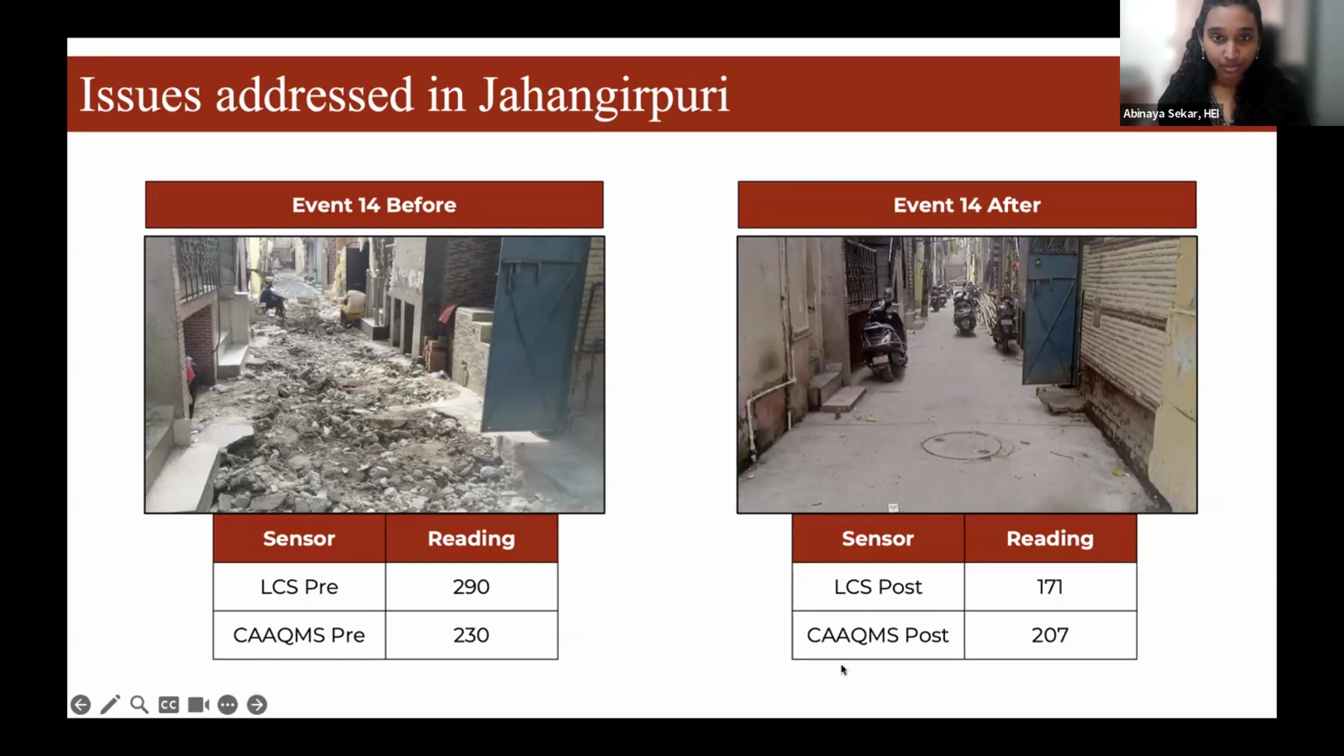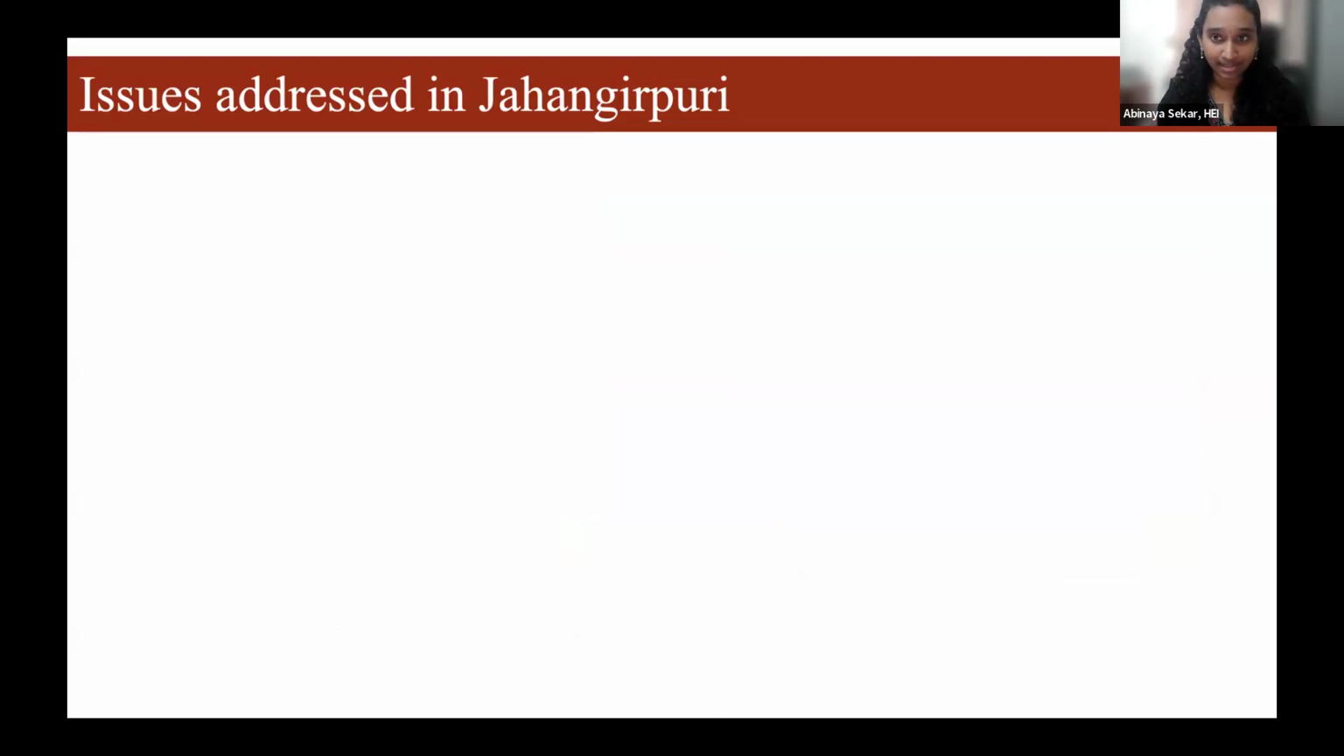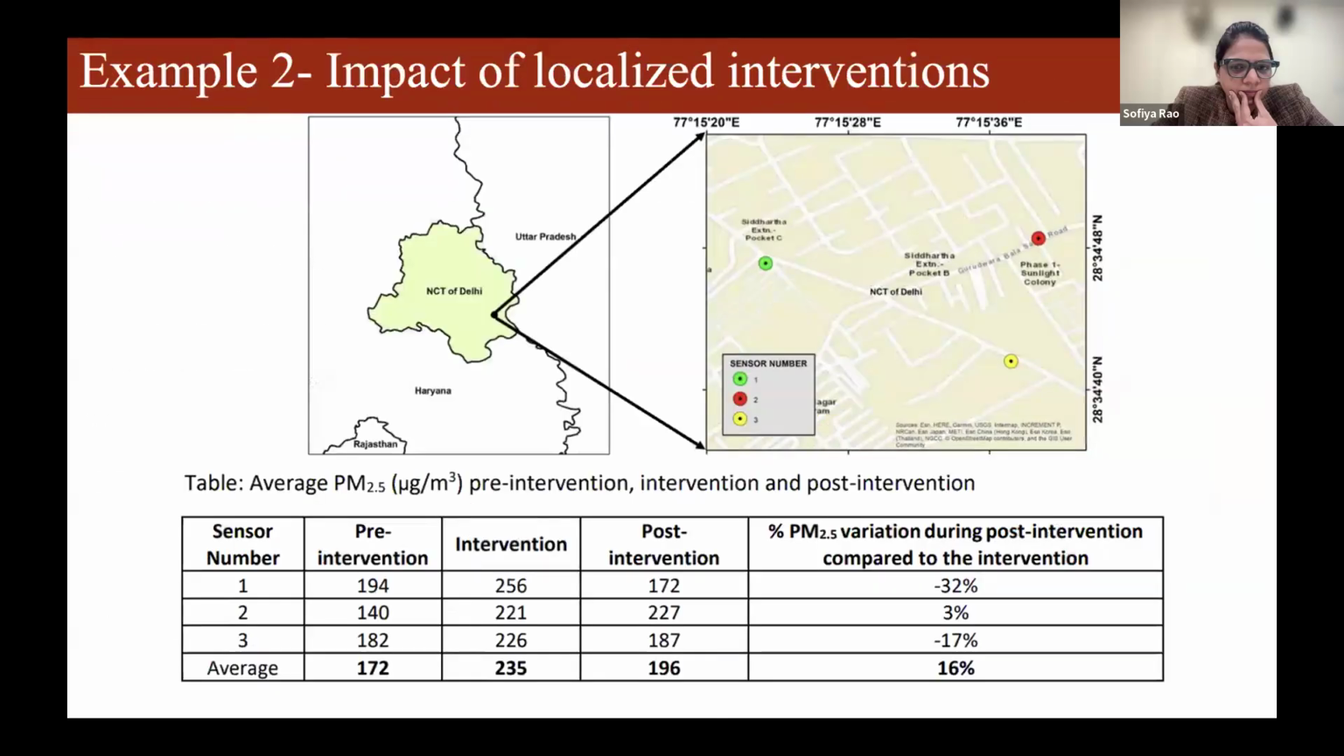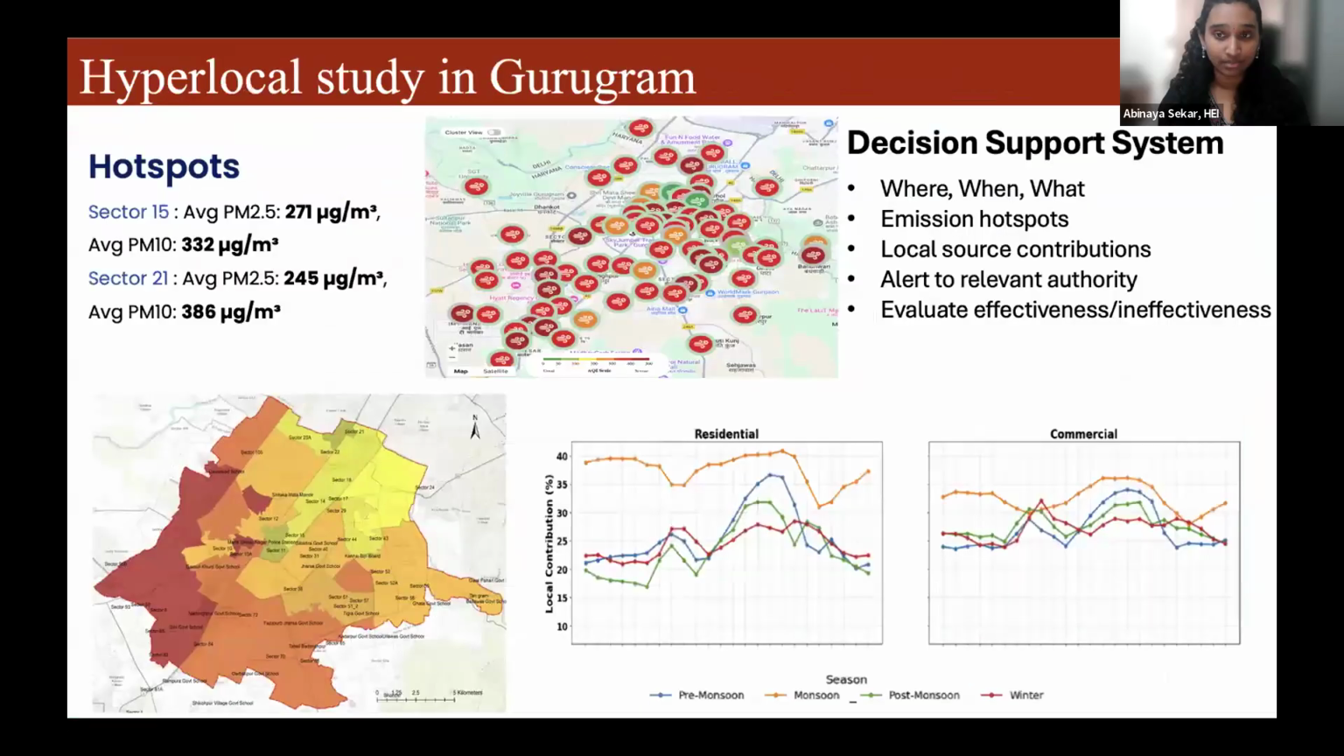And I think there is also one more question on the Gurugram project where the sensor was deployed across the city. There was a question on how did you account for the transboundary pollution, and how did you calculate the background or the baseline before the sensor was deployed?